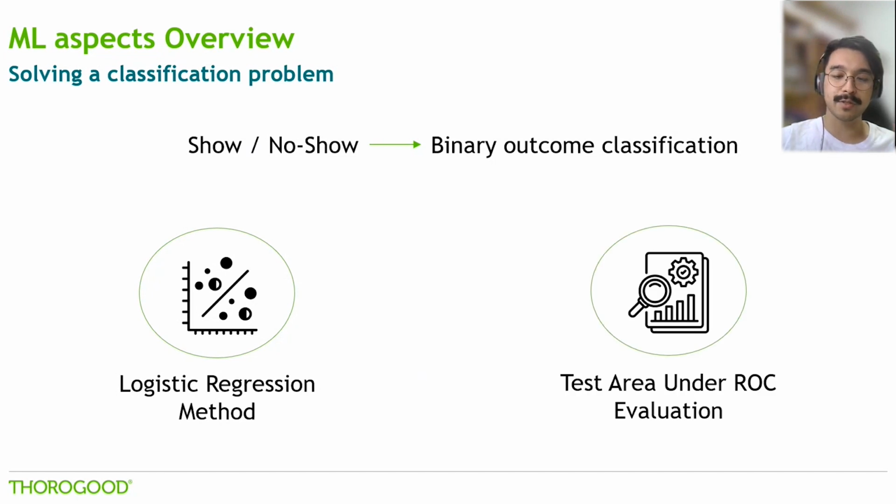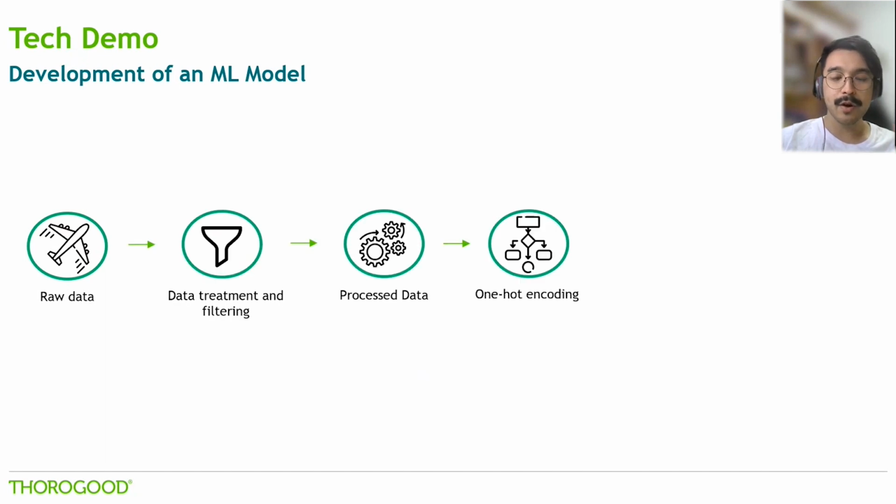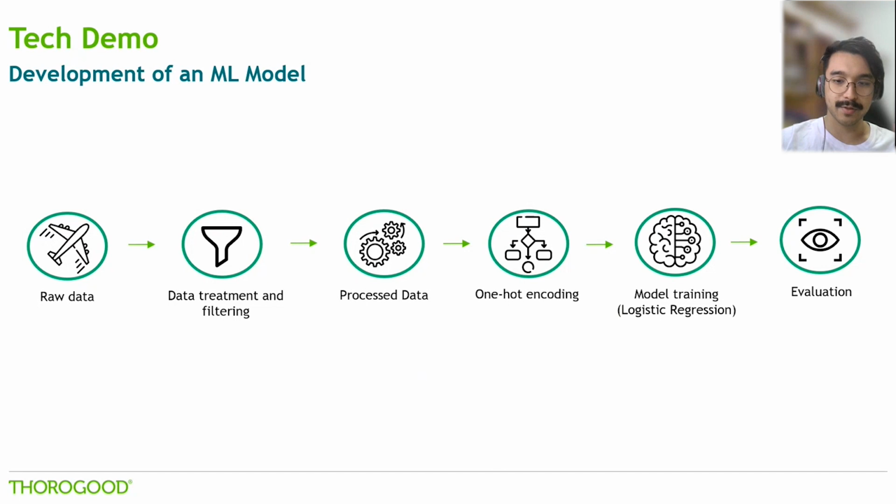In order to evaluate the success of this method in classifying a test dataset, we use the test area under the receiver operating characteristic curve, or the ROC curve, a commonly used parameter to evaluate a binary classifier system as its discrimination threshold is varied. In an overview of the process we will be following, all the way from the raw flight data to data treatment and filtering, processing the data, one-hot encoding the categorical columns, training the model using the logistic regression method, and finally, the evaluation process I have just mentioned. I'll keep this graph at the bottom of my screen so you can keep track of what we're talking about.